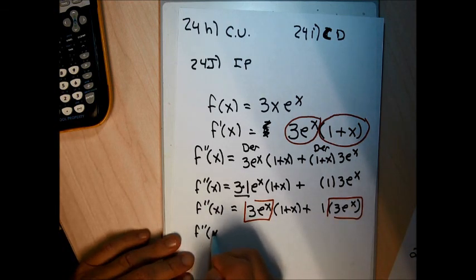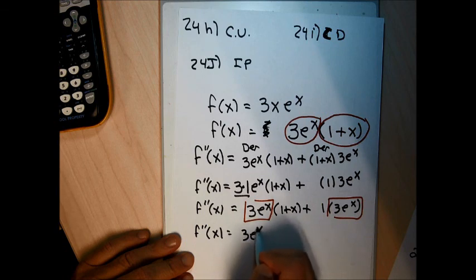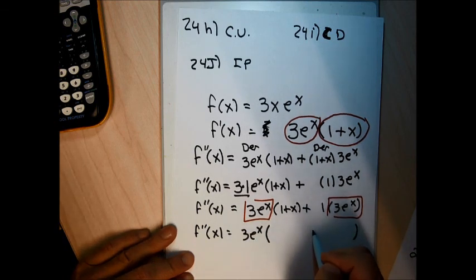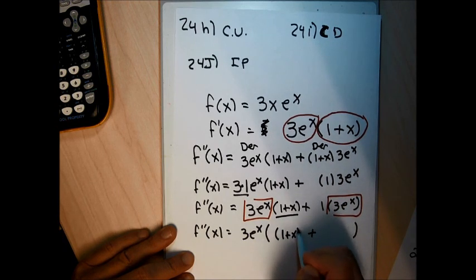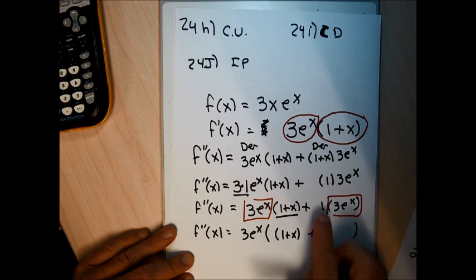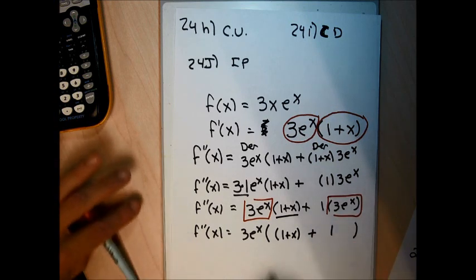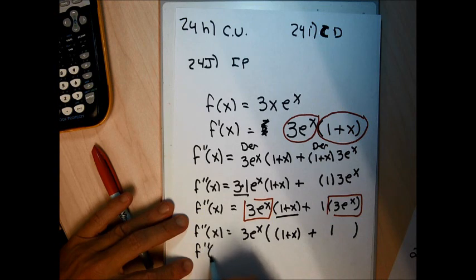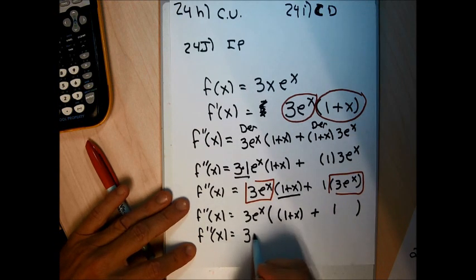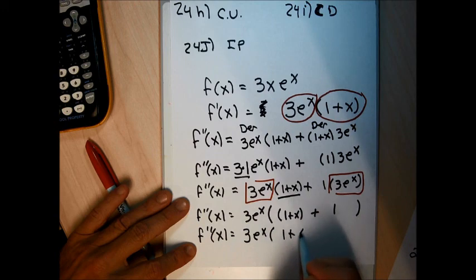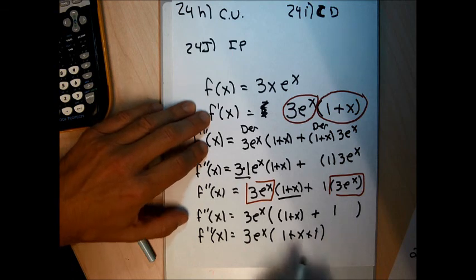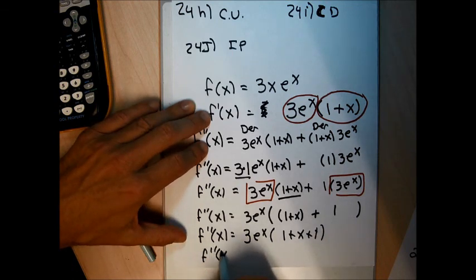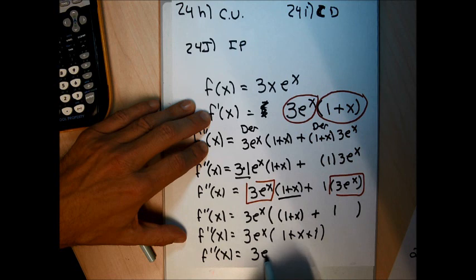I get f double prime of x equals 3e to the x. I'm going to write a parentheses, bring this plus sign down. To the left of the plus sign, I have a 1 plus x. It's in a parentheses. I'll drop the parentheses in a second. To the right of the plus sign, I have a 1. So this is going to give me f double prime of x equals 3e to the x times 1 plus x plus 1. The parentheses around 1 plus x I can drop without changing anything. And this gives me f double prime of x equals 3e to the x times x plus 2.